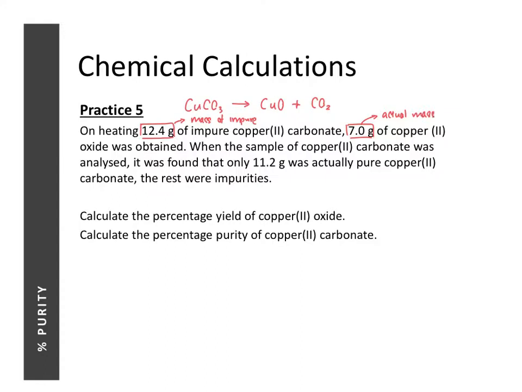As you read more, you will find that there is 11.2 grams. What is it saying? It's saying that out of the 12.4 grams, 11.2 grams is actually pure copper 2 carbonate. So this is the mass of pure. After we have clarified what each value stands for, the computation becomes quite simple. It makes sense now to compute the percentage purity first. Why? Because we have the mass of pure, which is 11.2, and the mass of impure, which is 12.4.